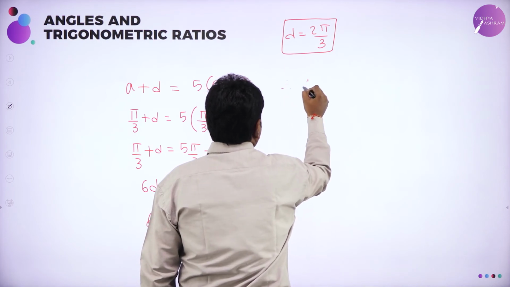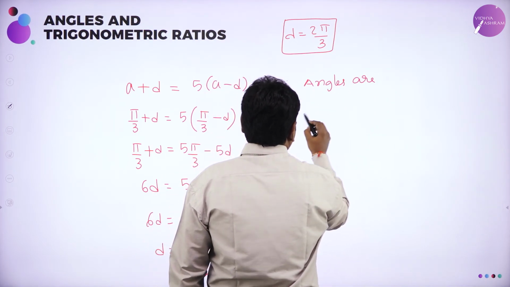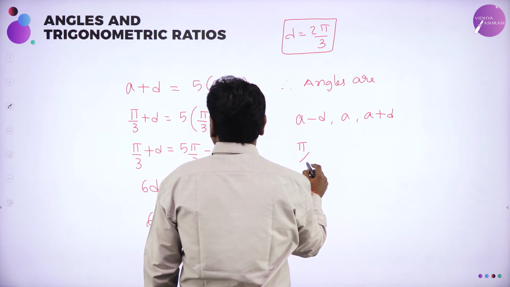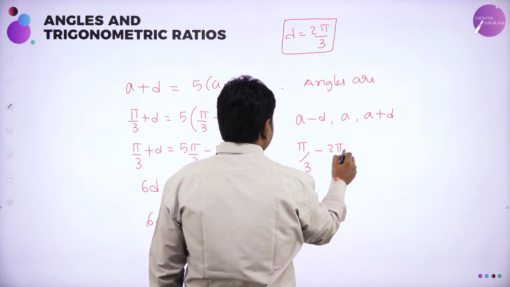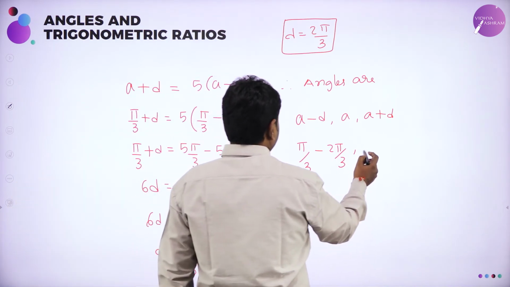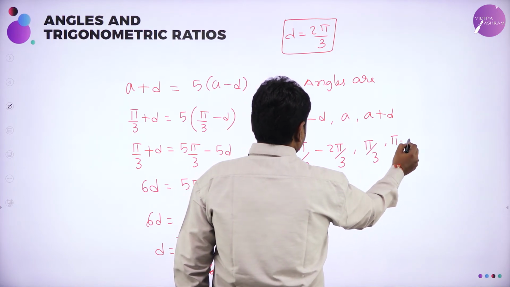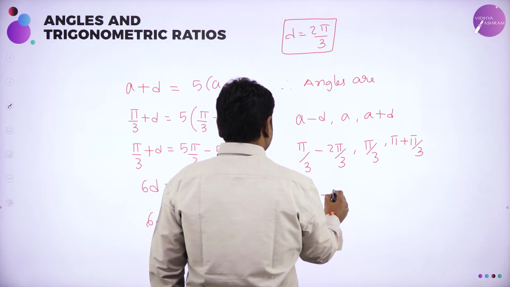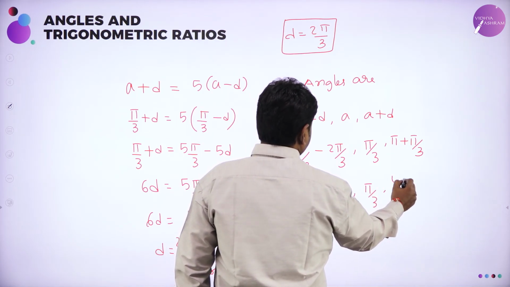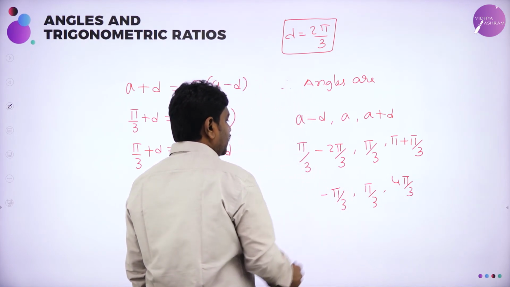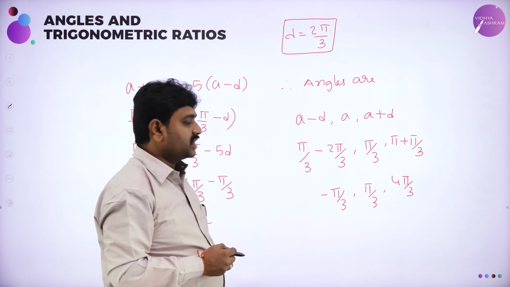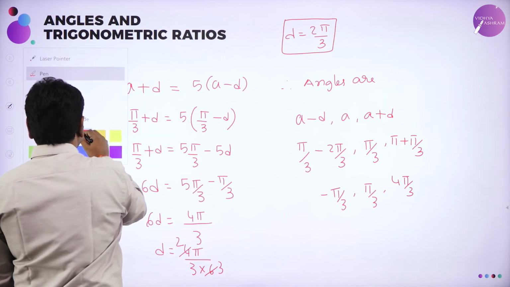Now this is the common difference, therefore the angles are A minus D, A, A plus D. A is 60 degrees, that is pi by 3. Minus D, D is 2 pi by 3. Simplify this. It will be minus pi by 3, pi by 3, and if you take the other, it will become 4 pi by 3. And if you add, it will be pi. But one of the angles is negative. If an angle is negative, we are going anti-clockwise. You can take 360 minus theta to get the required angle. So I hope all of you understood this.